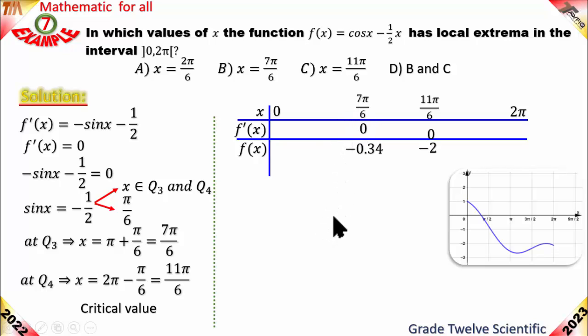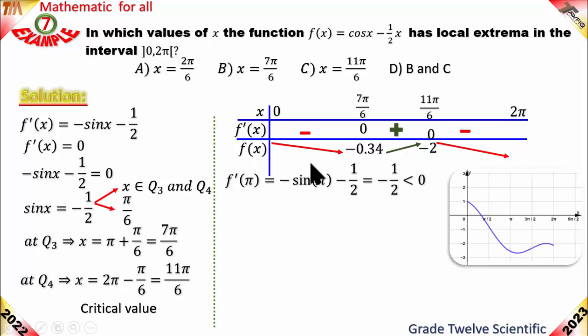Now, to find the sign of the derivative, take a point at one interval. 7 times 30 is 210. That means pi is here and 2 pi is here. So I will take pi here and replace it in f prime of x. It becomes f prime of pi is equal to minus sine pi minus 1 over 2. Sine pi is 0, that means minus 1 over 2 remains. Minus 1 over 2 is less than 0, that means the sign of the derivative is negative and the function is decreasing. Because it is negative here, it is positive here and negative here. That means decreasing, increasing, decreasing.